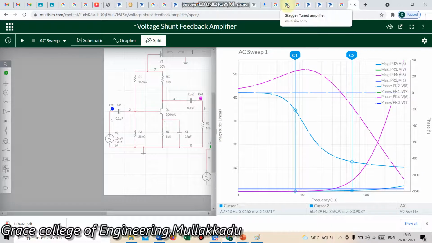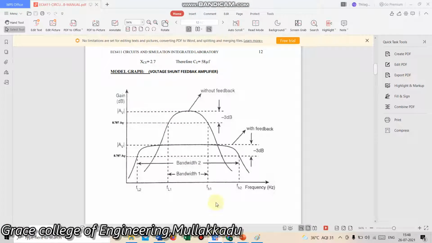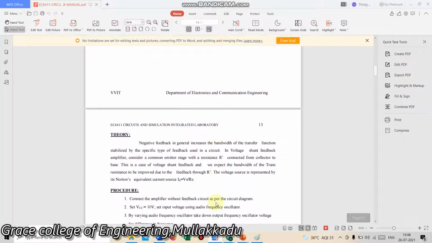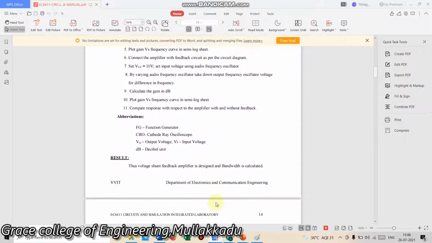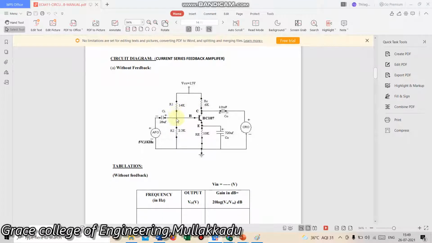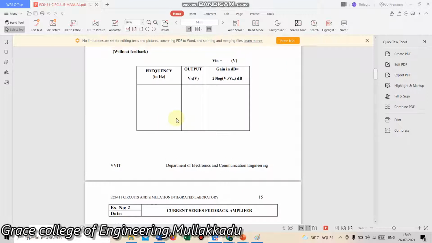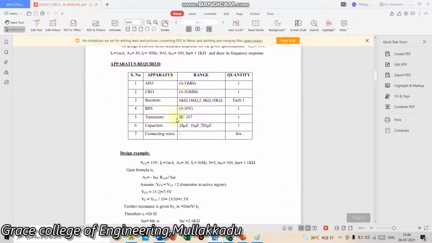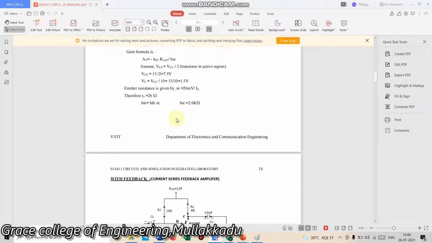Similarly, for another type of amplifier, we are going to see here the current series amplifier. Here the connections are similar: RE is connected parallel to the CE, with the feedback resistance at the RC terminal, and R1 and R2 as a biasing network. This is the current series feedback amplifier circuit diagram, and the connections should be given as per the circuit diagram.